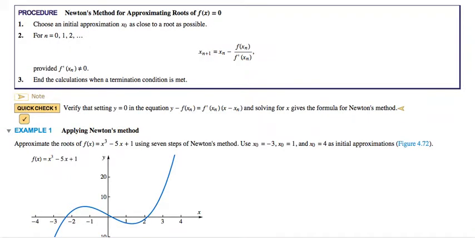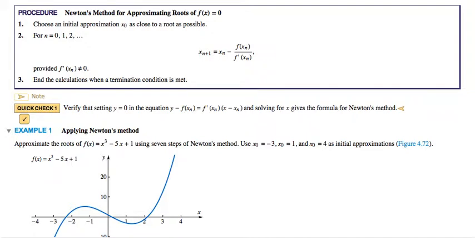So our procedure for Newton's method for approximating roots of some function is to choose an initial approximation as close to the root as possible. And then for n equals 0, 1, 2, and so on, we follow this formula so long as the derivative at x sub n is not equal to 0. And we're going to end the calculations when a termination condition is met.